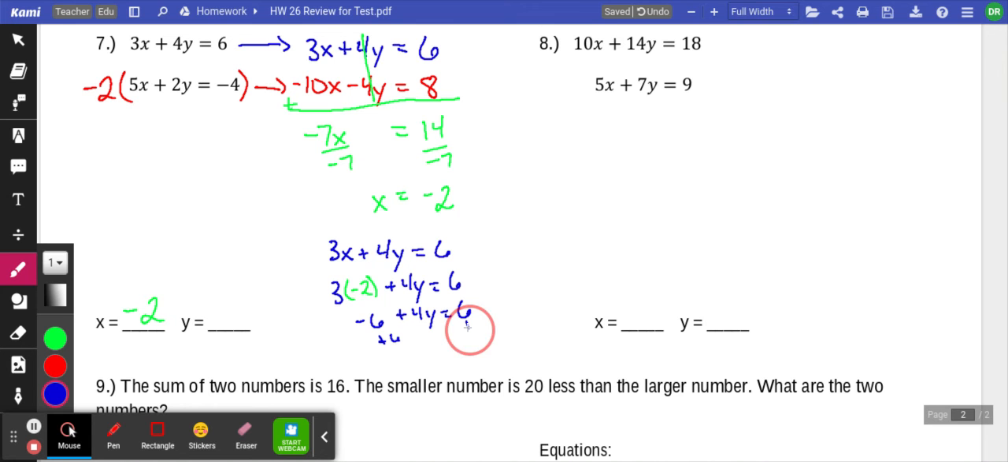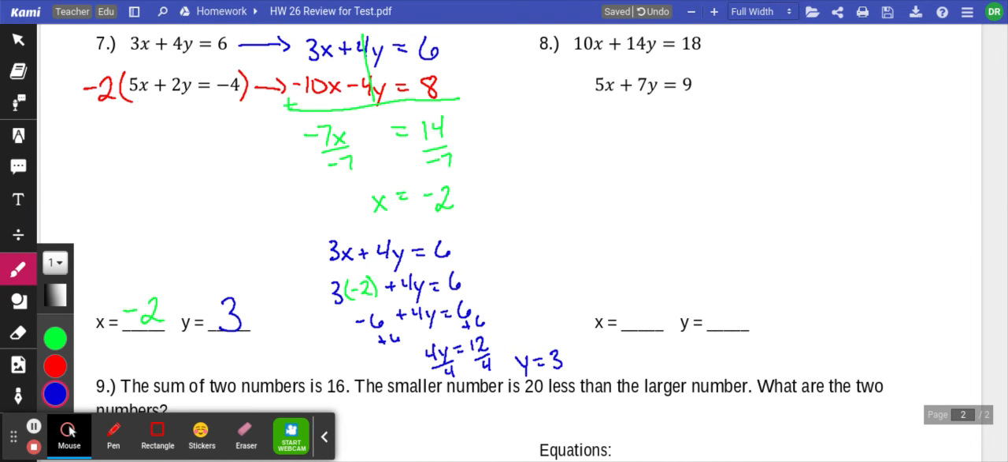If we add 6 to both sides, 4y is equal to 12. Divide by 4, and y is equal to 3. And so we find our solution is at negative 2, 3.